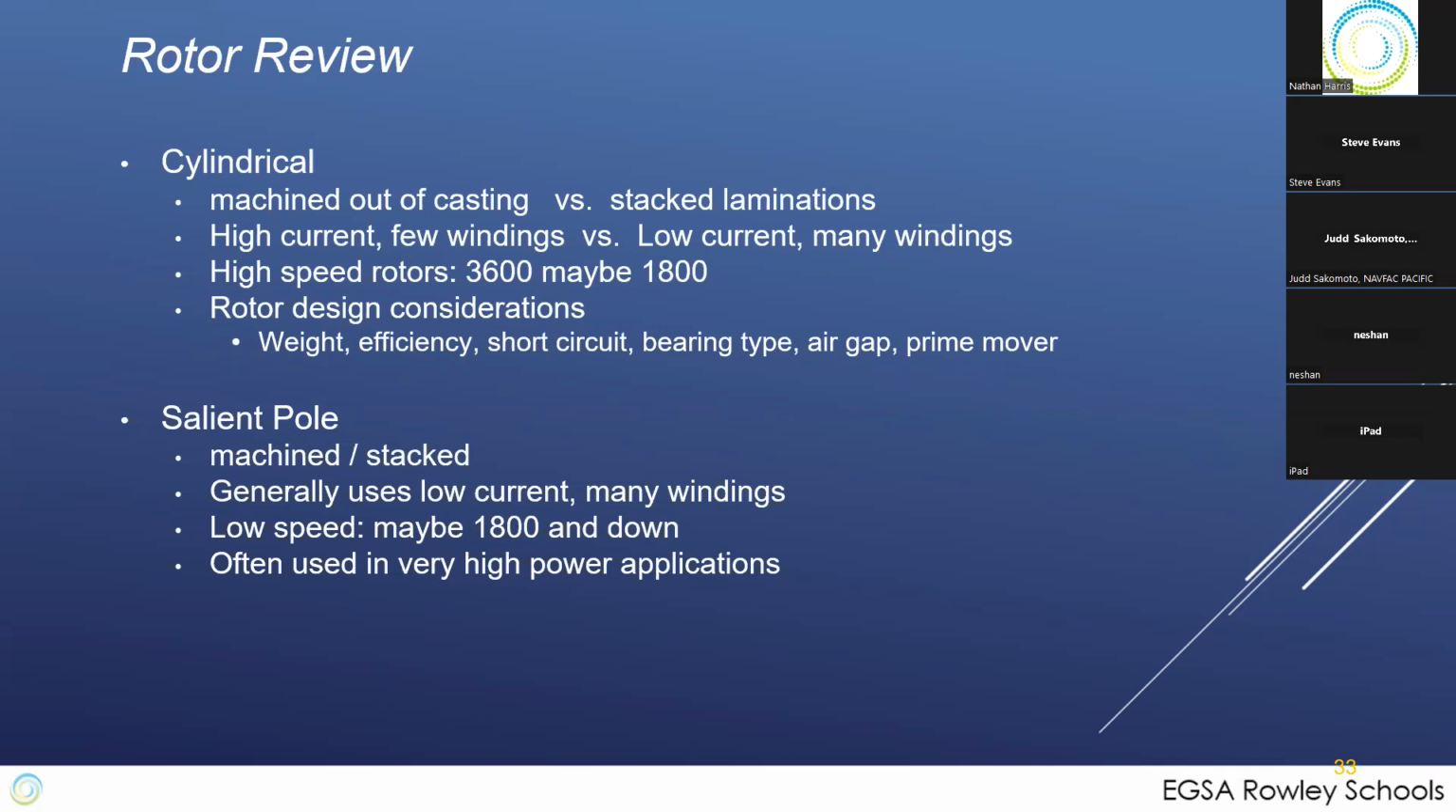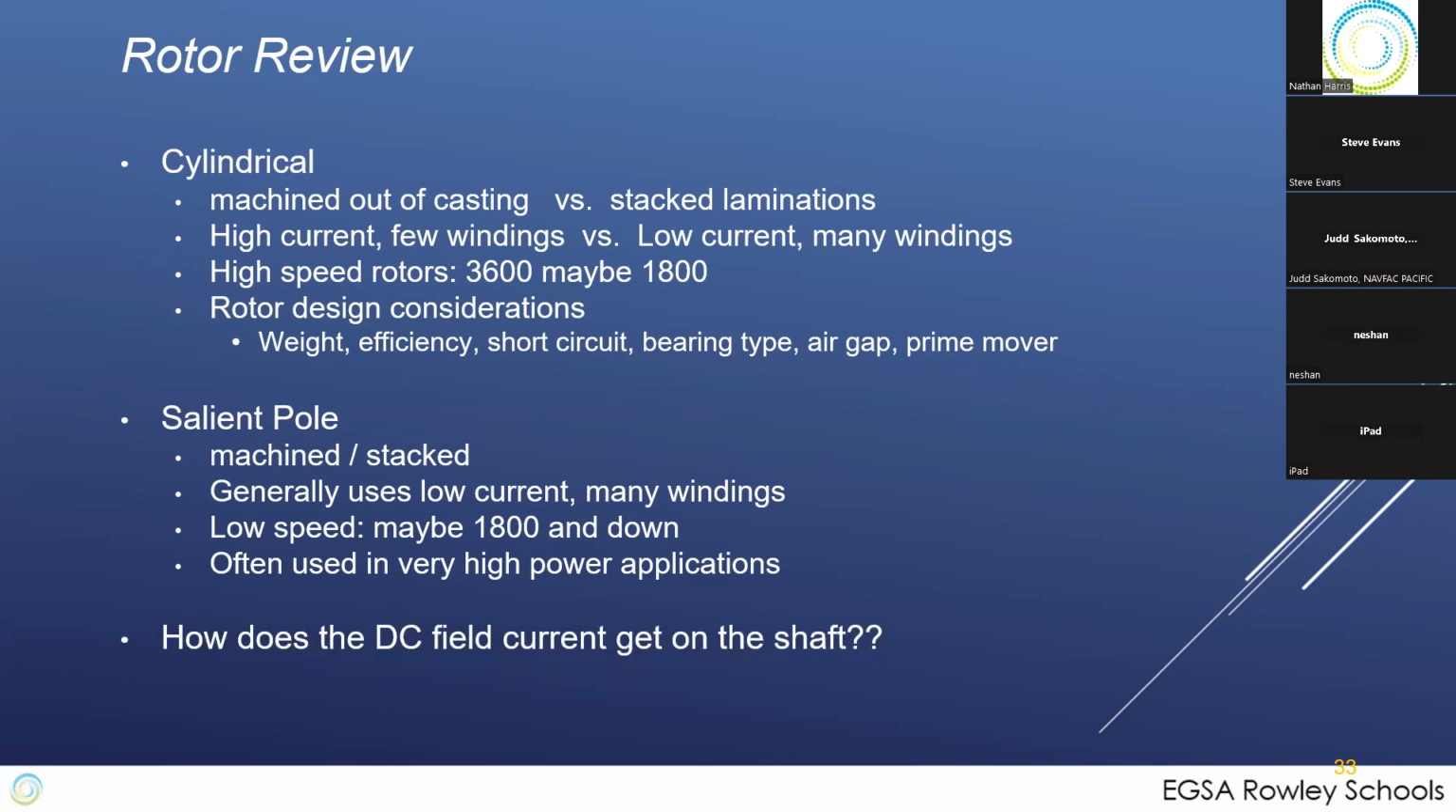And the salient pole machine, again, those are typically stacked. They could be machined, but typically are stacked. It generally uses a lower amount of current, many windings, and typically a low speed like we saw in that one from Three Gorges Dam. Very, very high power applications.